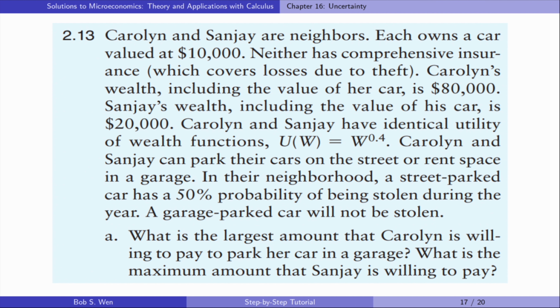Let's find the answer to exercise 2.13. Carolyn and Sanjay are neighbors. Each owns a car valued at $10,000. Neither has comprehensive insurance. Carolyn's wealth, including the value of her car, is $80,000. Sanjay's wealth, including the value of his car, is $20,000. Carolyn and Sanjay have identical utility of wealth functions.